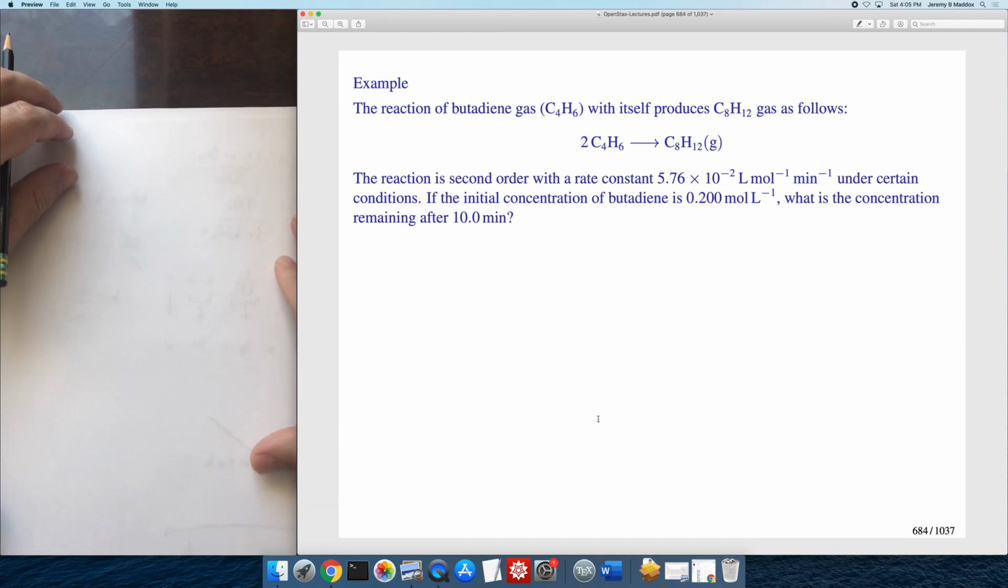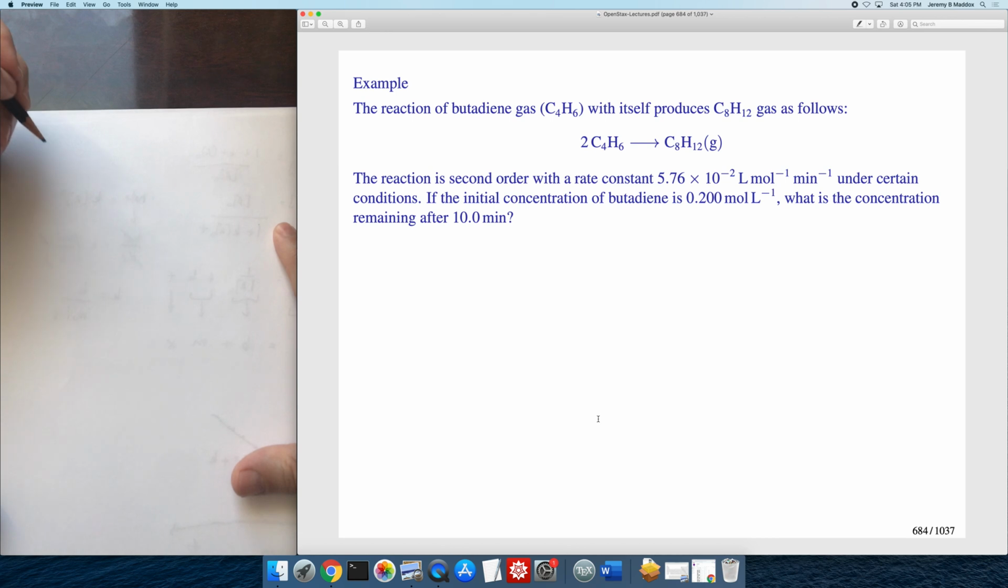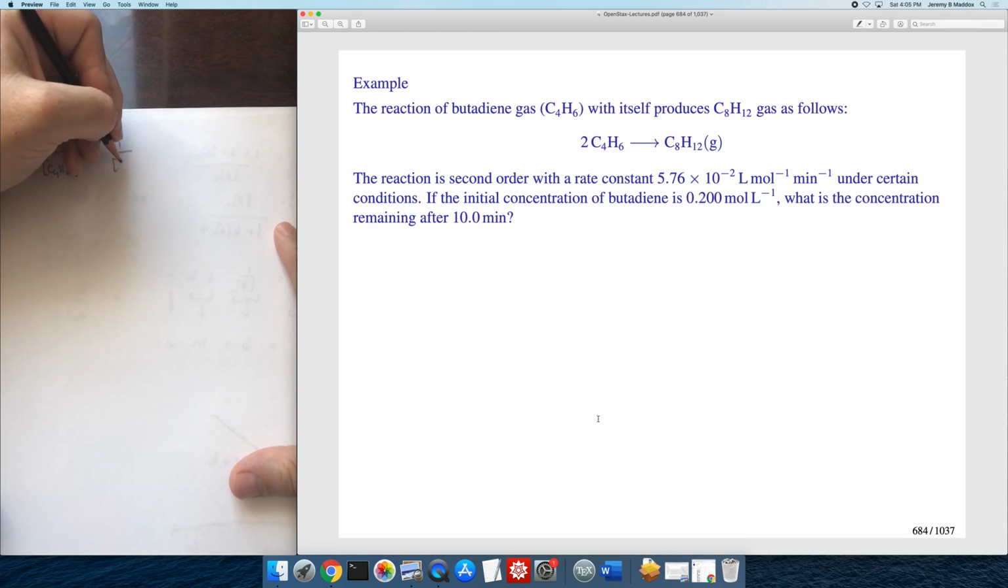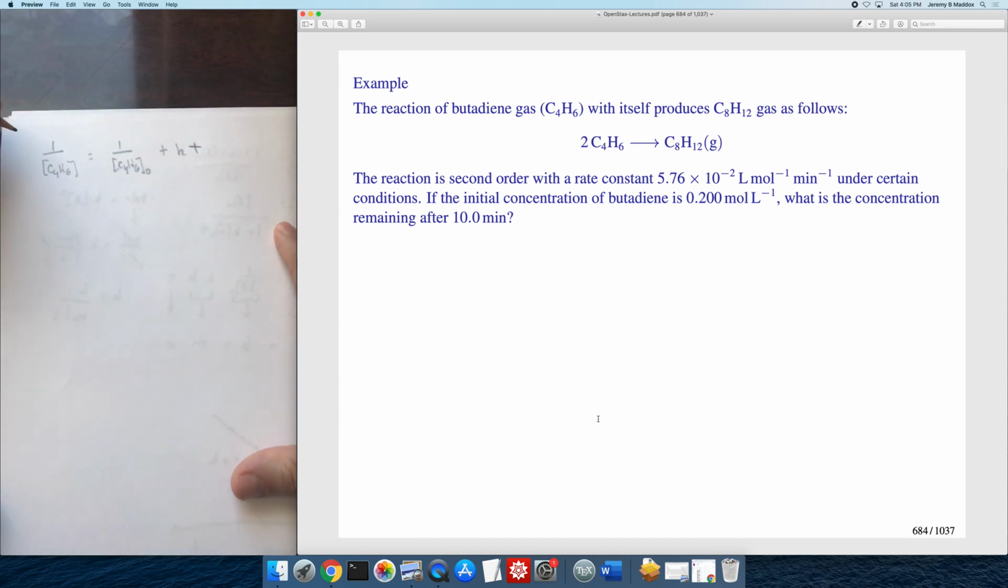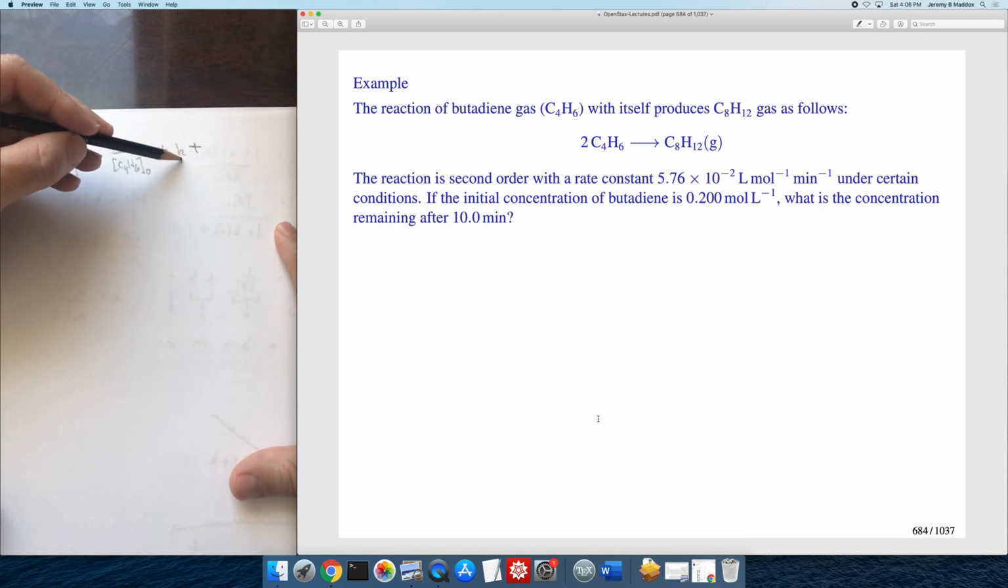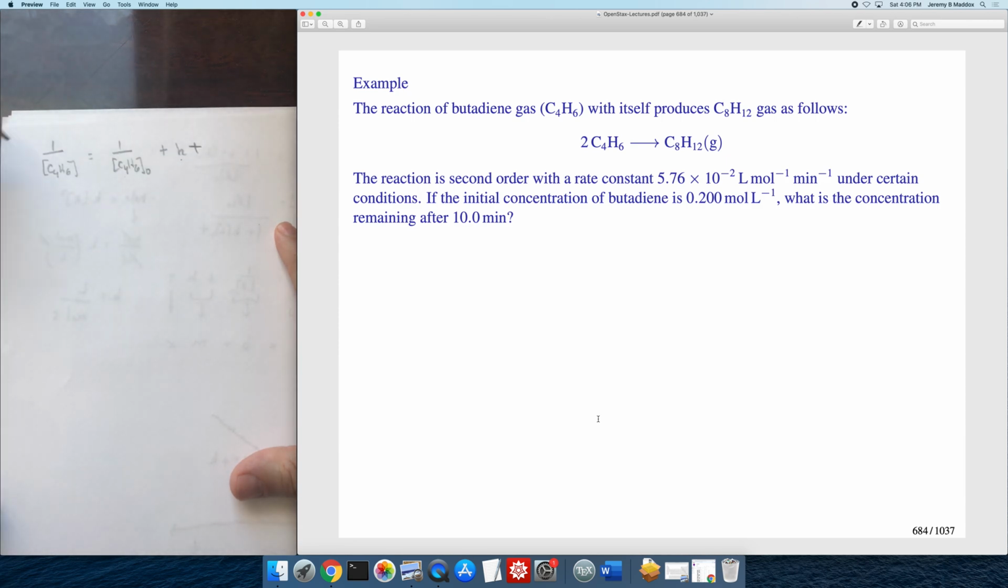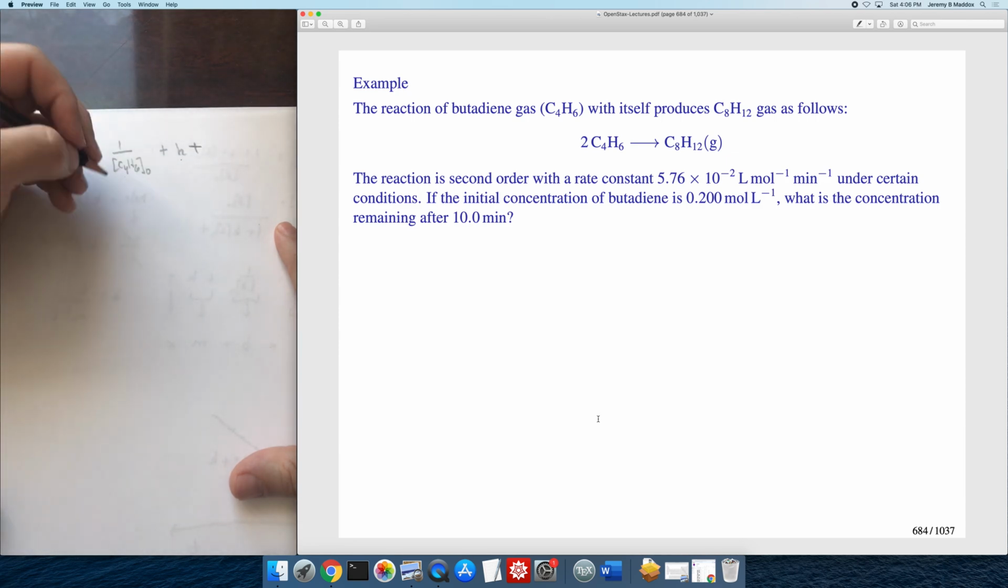So I'm going to write that down. We can do it in different ways. I would suggest if you're only going to memorize one of those equations that I showed you, I would do this one. It's definitely the more important one. Now, we know the initial concentration. We know the rate constant k. And we know the time, 10 minutes. They want us to calculate this value.